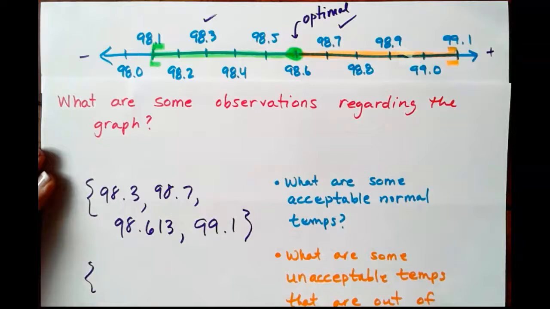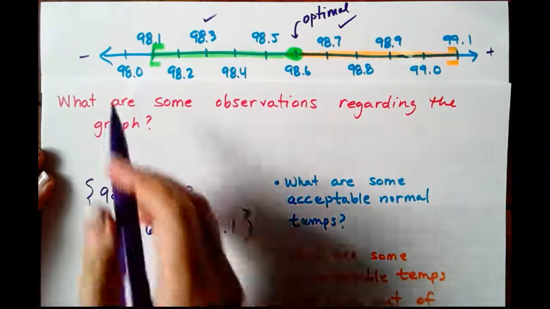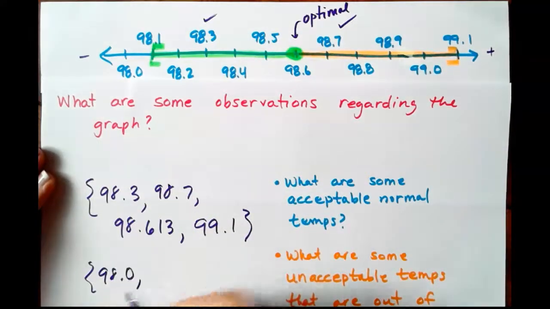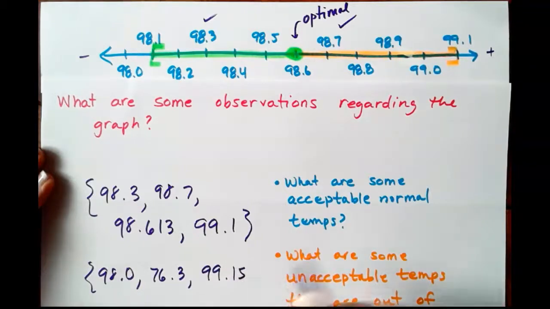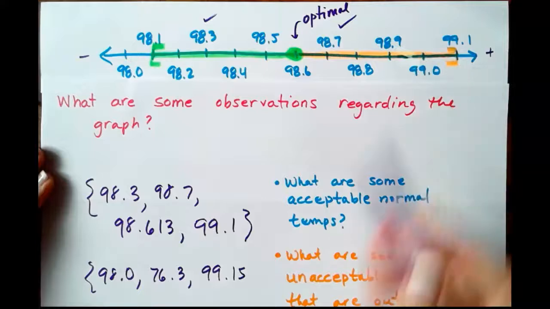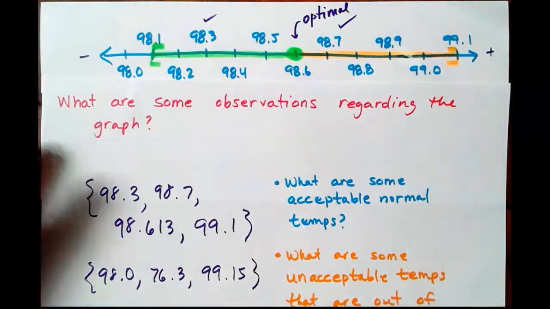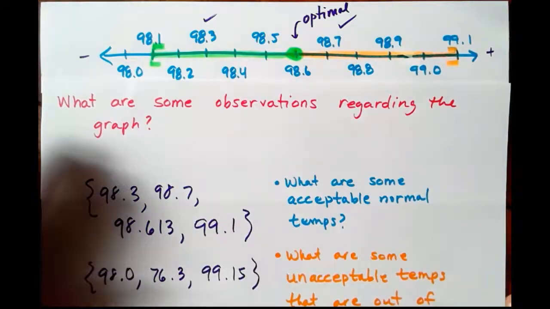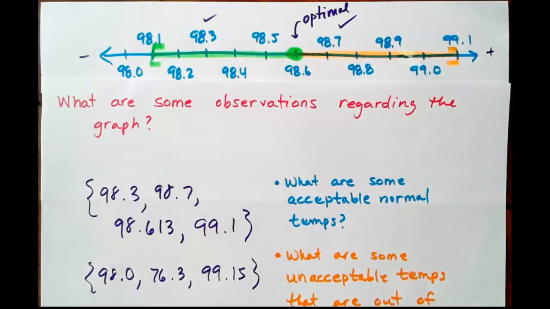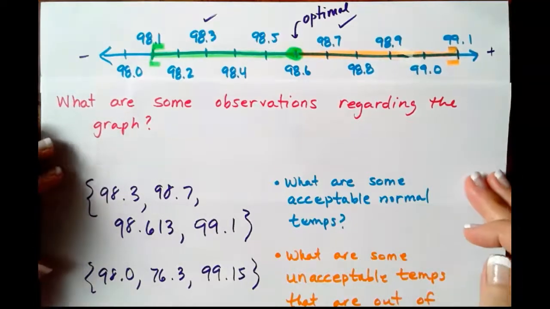So what are some that are out of the normal range? Well, 98.0, that's out of the normal range. How about 76.3? That's clearly out of the normal range. What about 99.15? That's above 99.1, so it's out of the normal range. So that's what we're talking about when we ask what is normal. We're able to put it within a range.